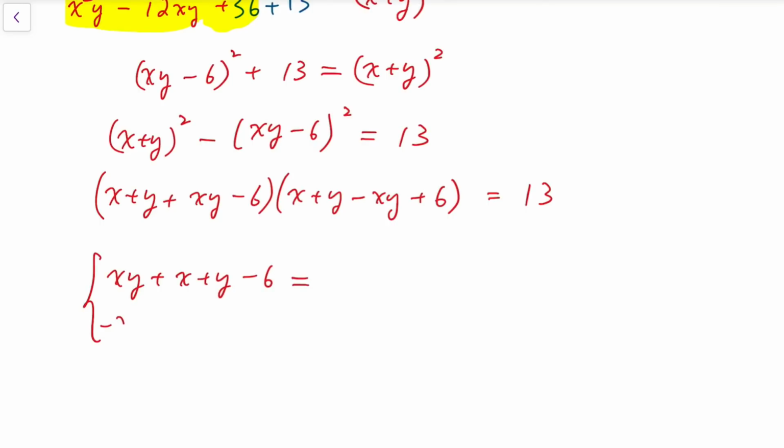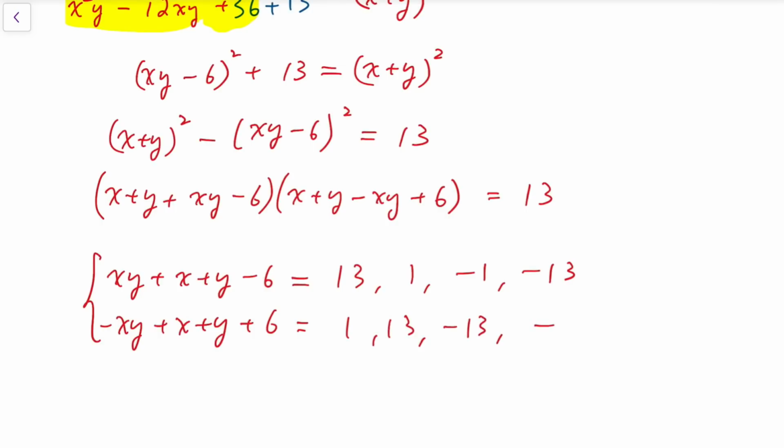So either we have xy + x + y - 6 equals 13, 1, -1, or -13, just the positive and negative factors of 13. And for the other part, you just divide 13 by the possible value at the top. So we have 1, 13, -13, and -1 correspondingly.